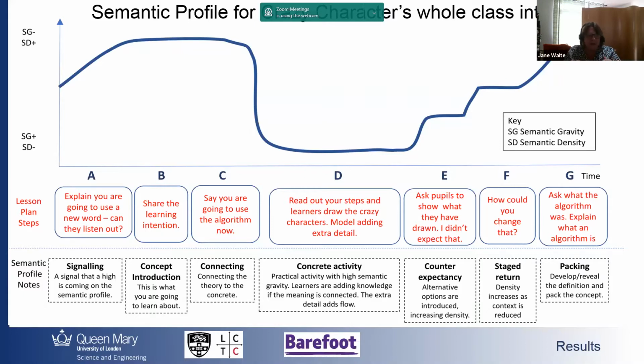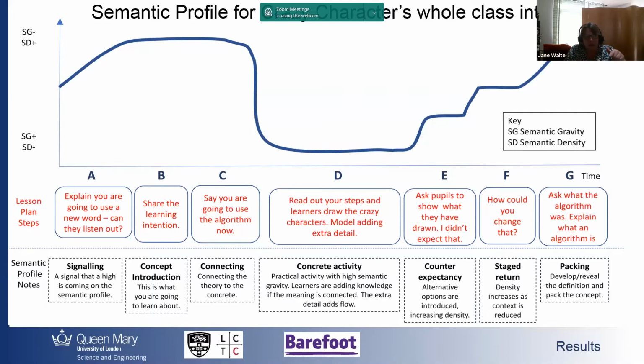Then the next 10-15 minutes is the teacher reading out some steps, some instructions to draw a crazy character, and the children follow, and I give them more and more detail. That's the concrete activity. This is a context. I don't use the word algorithm, or the teacher's not advised to use the word algorithm at that point, and the children are just doing some kind of practical experience.